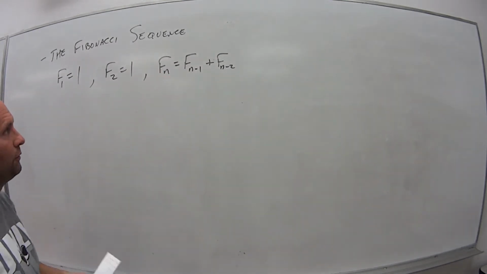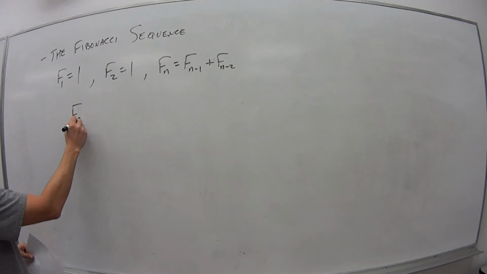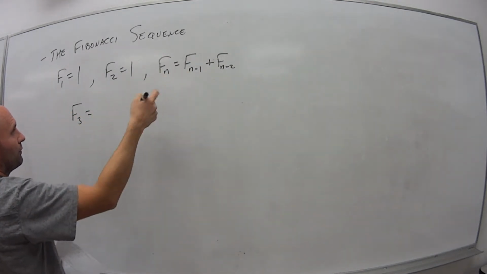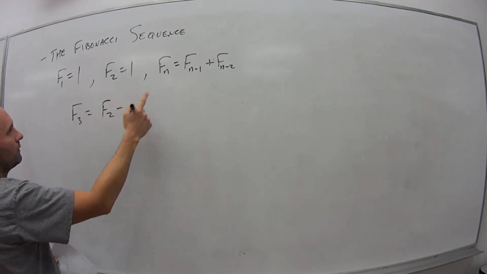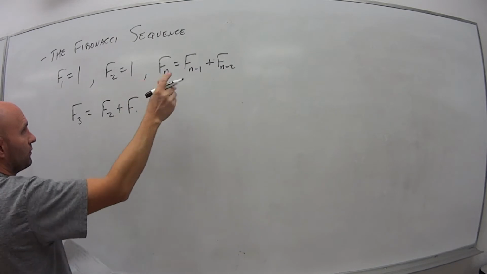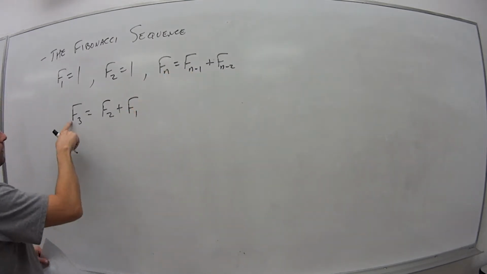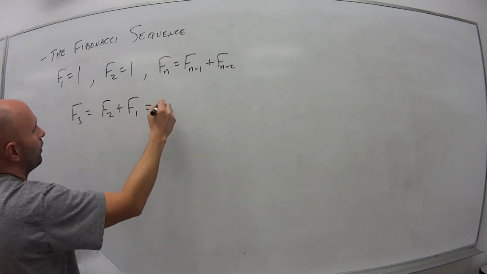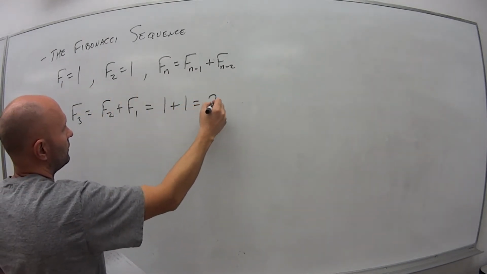So let's look at a few of these. So f of 3 would be what? So f of 3 minus 1 is f of 2, plus f of 3 minus 2 is equal to 1. So that means f of 3 is just f of 2 plus f of 1, which is 1 plus 1, which is 2.